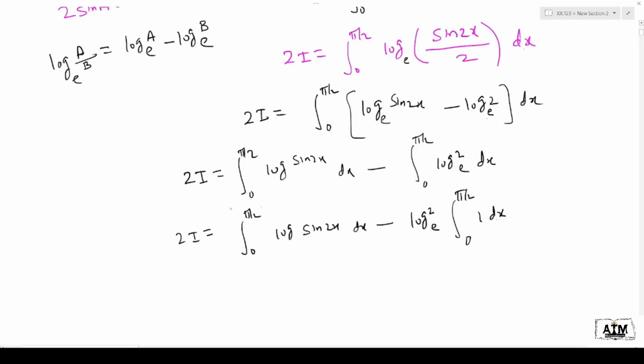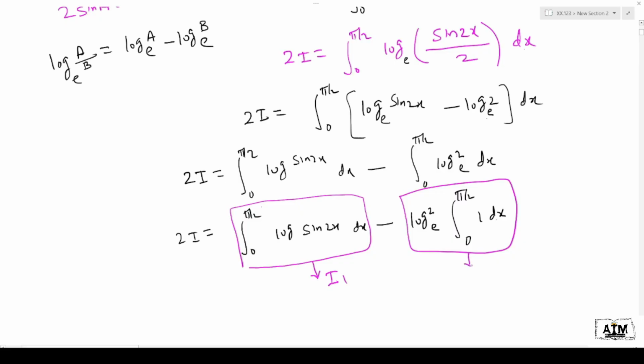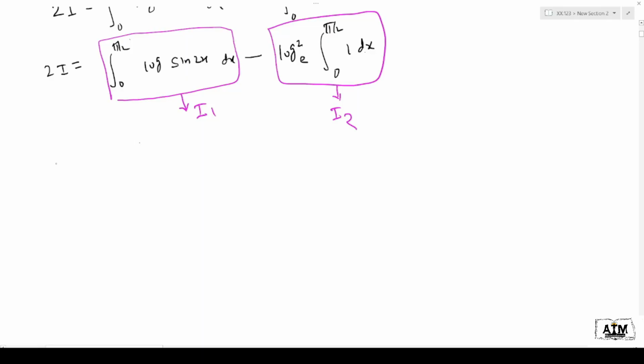Now this problem can be split into two parts. This is the first part and this is the second part. Let us call the first part I1 and the second part I2. Now let us find the integration separately and get the results of I1 and I2. Therefore 2I equals I1 minus I2.